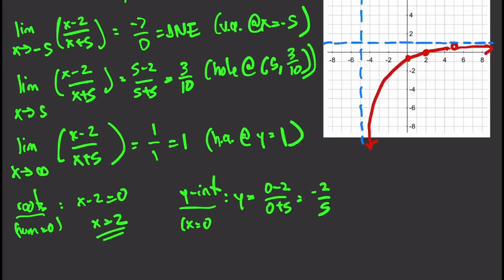So at this point, it's obvious to me that this function is not even, it's not odd. It doesn't have symmetry with respect to the y-axis or the origin. So I only need to do one more thing. I need to figure out where that other piece is. I know it can't be here, because then it wouldn't be a function. So it's either going to be here, something like this, or it's going to be up there.